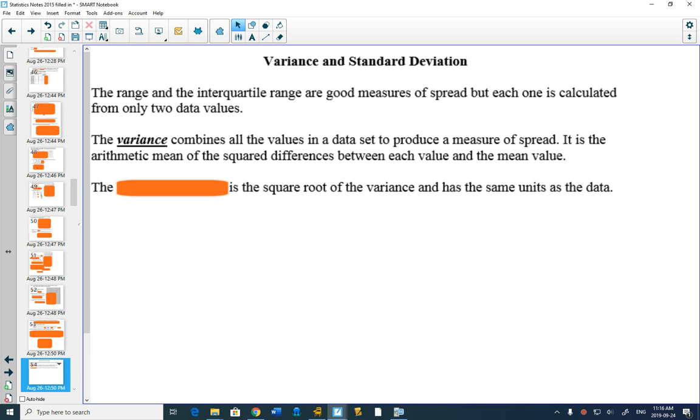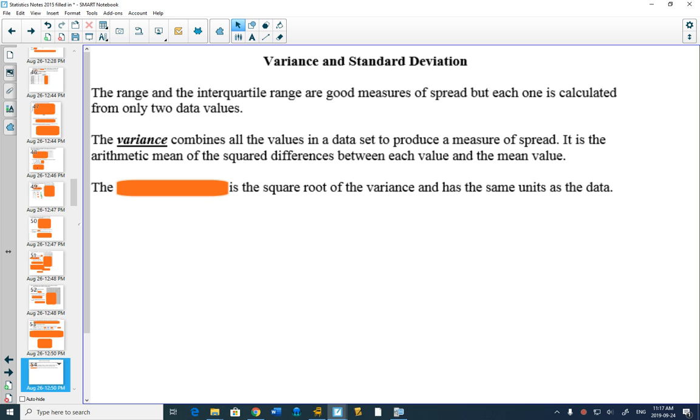So the variance combines all of your data points to give you a number that tells you how spread out the data is. Now, here is in words the definition of variance. If you read, it is the arithmetic mean of the squared differences between each value and the mean value.